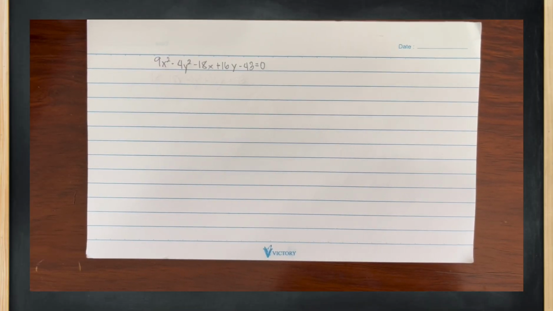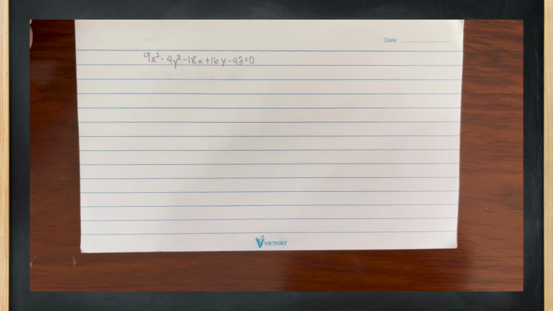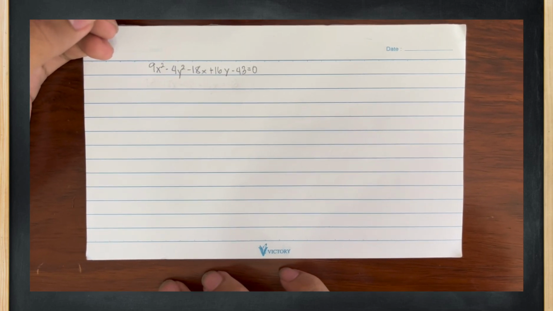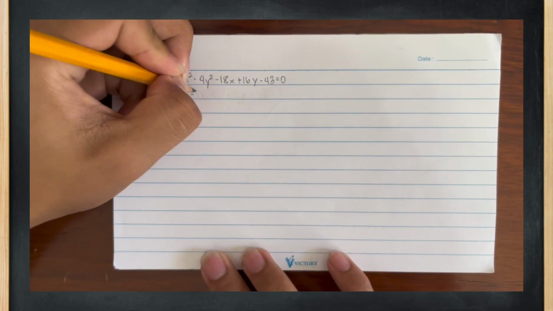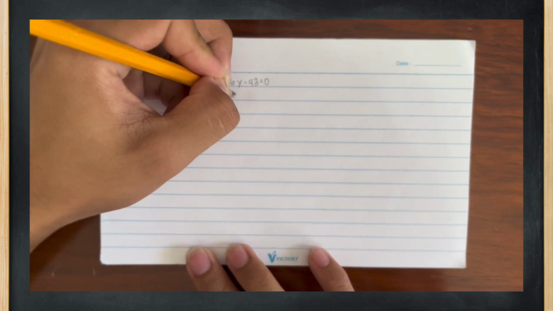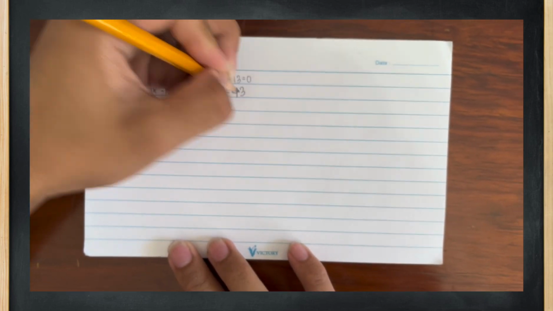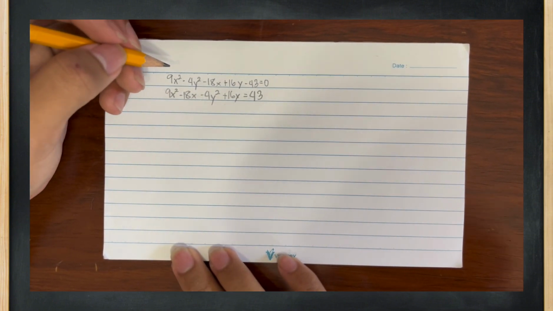Now, I am going to teach you how to transform the general form of hyperbola to standard form. The first step is to rearrange the equation and group like terms together. Second is to factor out the coefficient of x squared and y squared.